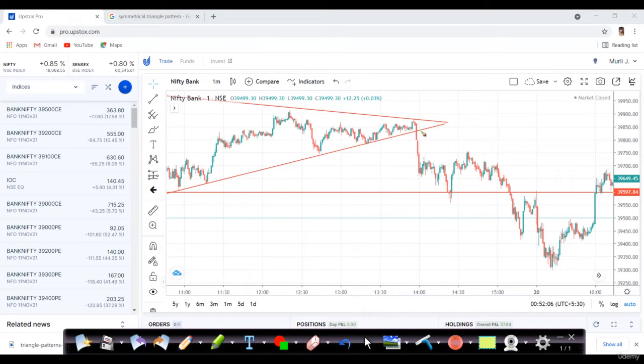But if you have good market sentiment analysis skill, then you can enter at this position and your stop loss must be above this trend line. So it's very safe, and you will get more rally, like from 39,800 to almost 39,550, which is more than 300 points of rally.